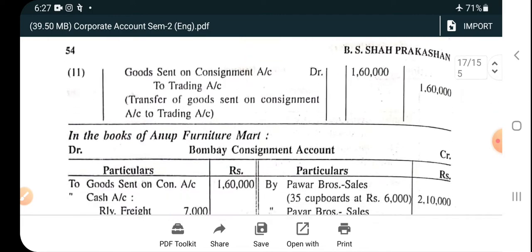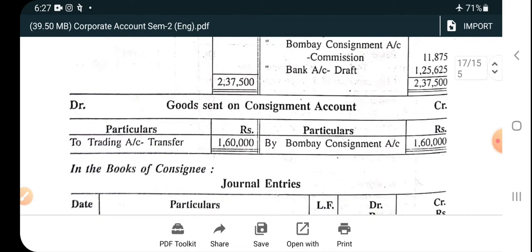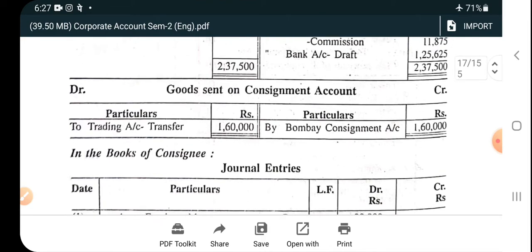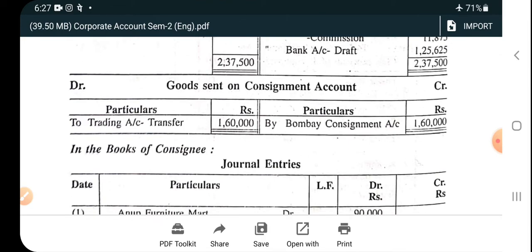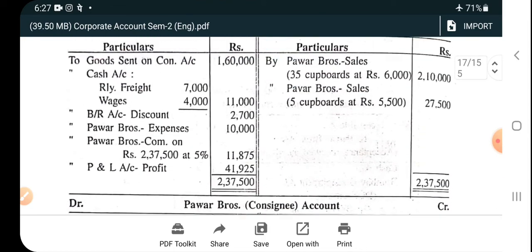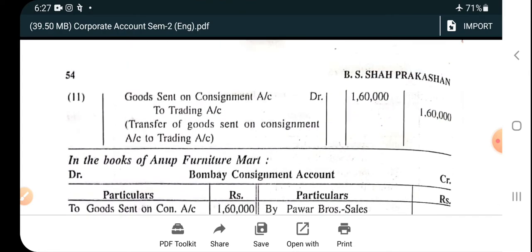Now only one account remains to close, that is goods sent on consignment. It always has only one effect, and it is closed with the name of trading account. So the journal entry for closing the goods sent on consignment account is goods sent on consignment account debit to trading account. So this comes to the end of your sum number one. This is a very easy sum. In the next lecture we will discuss the next sum. Thank you.